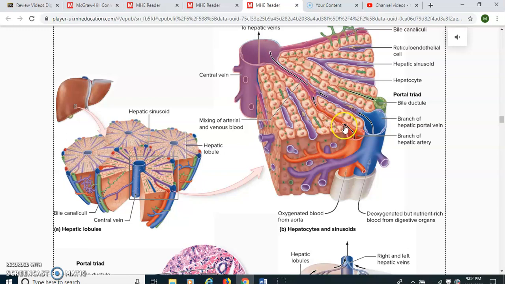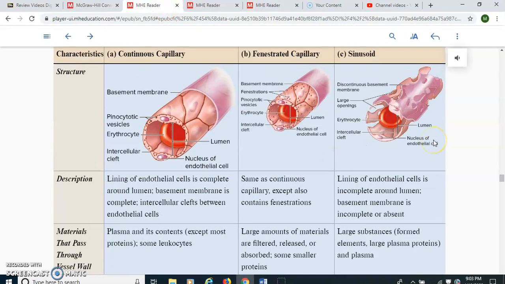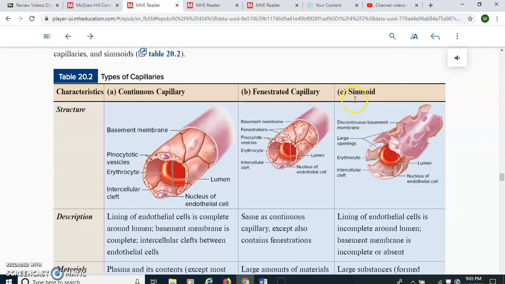So when the blood from that hepatic artery gets in that lobule, it will enter a sinusoid. So these are the little sinusoids here. Hopefully you remember sinusoids, where I pulled up the picture to remind you. Remember the sinusoids were a type of capillary that was very permeable, had a lot of openings, an incomplete basement membrane, all that kind of stuff going on in there.